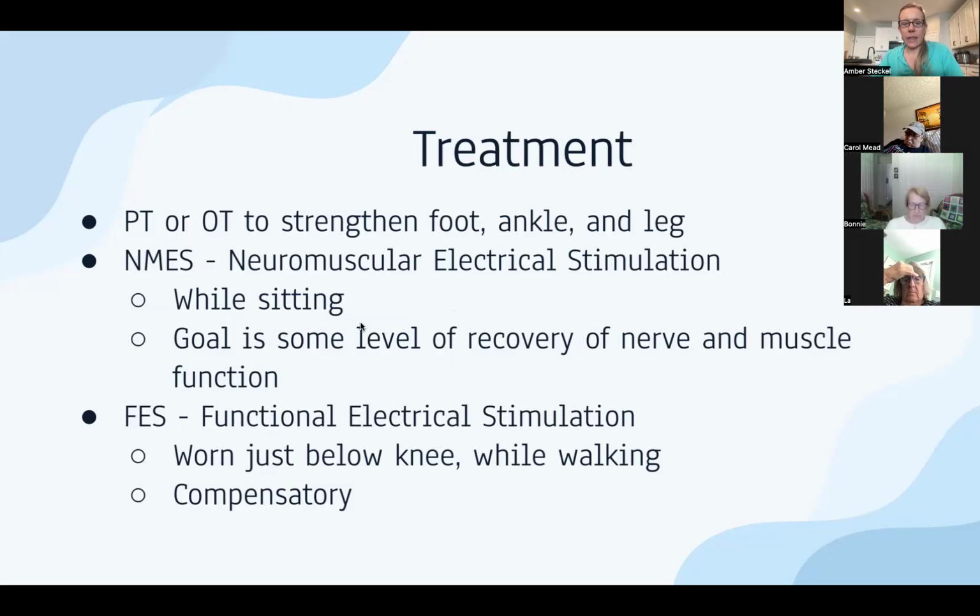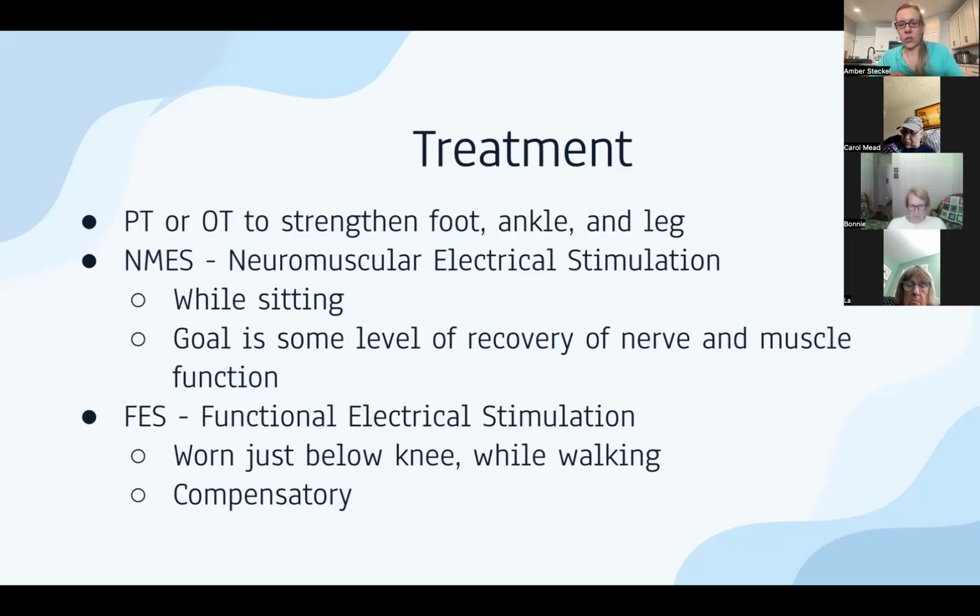So in the goal of recovery, we could use neuromuscular electrical stimulation. Can be done while sitting or while laying. This is to help recover the muscle function and reconnect that nerve muscle connection. Sometimes that nerve communication just isn't getting all the way through. So NMES kind of helps facilitate that communication happening faster. So that would be with the goal of recovery.